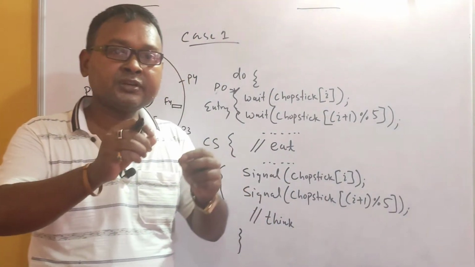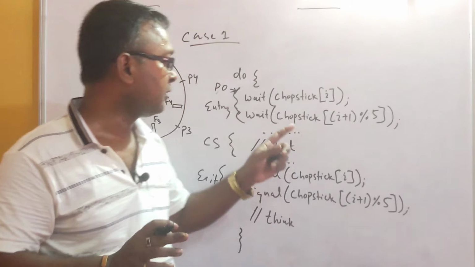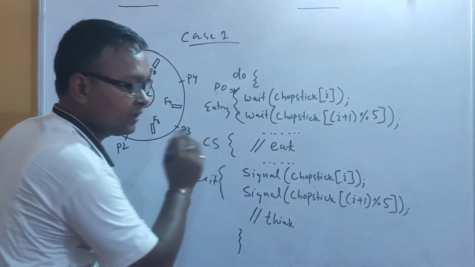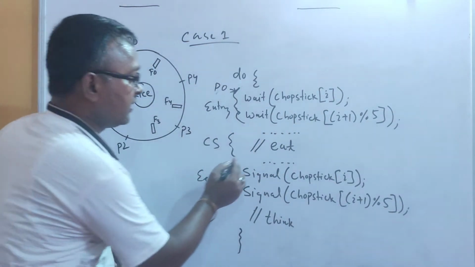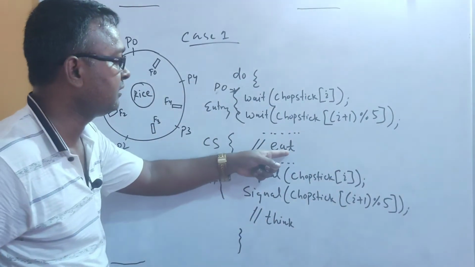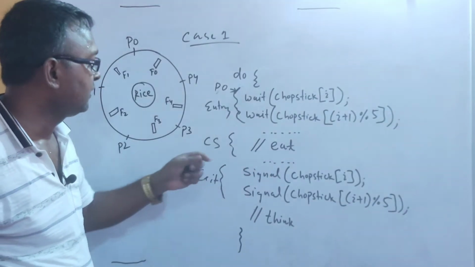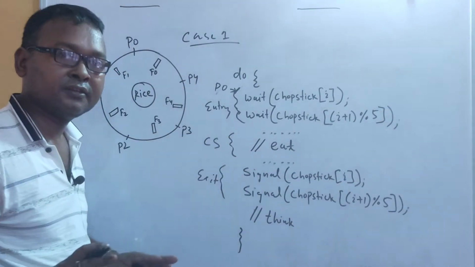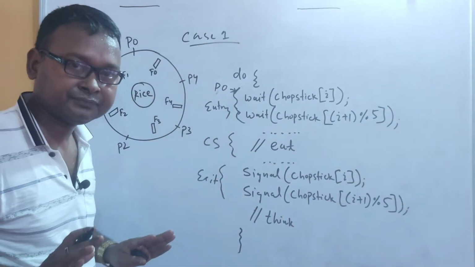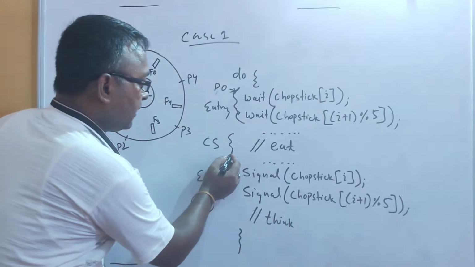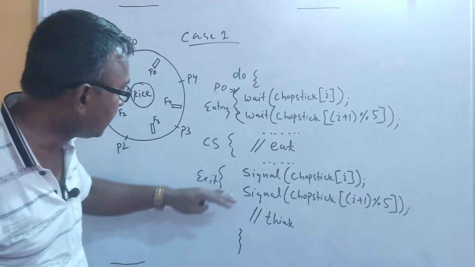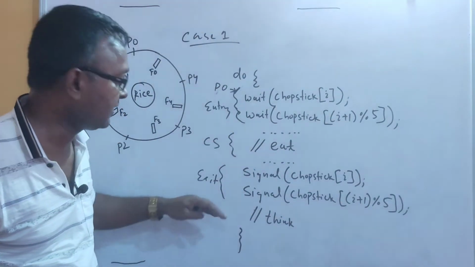So the 2 chopsticks are in the hand. Now P0 can enter into the critical section, right? Entering the critical section means he will start eating the rice. After quenching his hungriness, he wants to come out, that means he will execute the exit section, right?